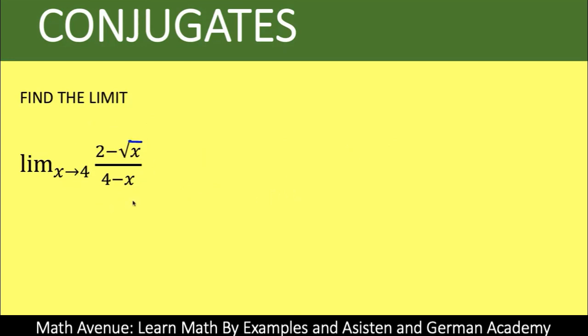If we're going to use the factoring method, there is no way for us to factor this. So instead of factoring, what we are going to do is multiply this by the conjugate. What is the conjugate? The conjugate of a plus b is a minus b. So the conjugate of 2 minus the square root of x is 2 plus the square root of x.